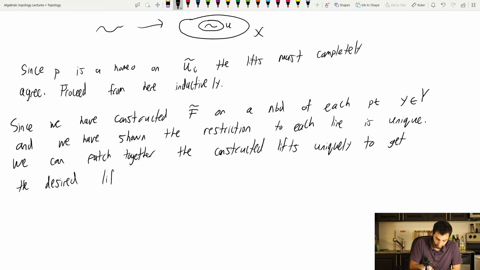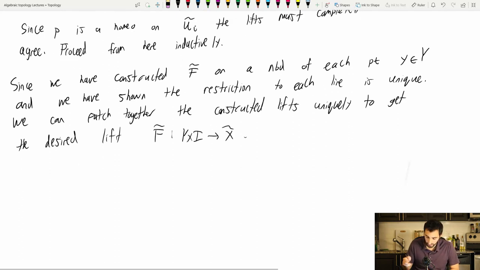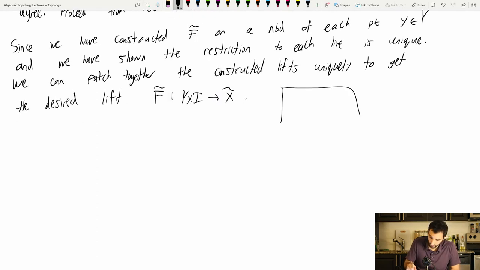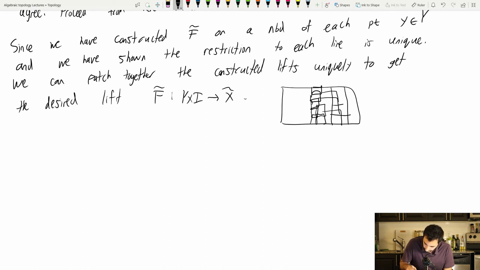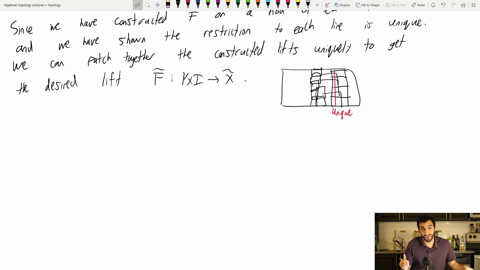I'm going to draw a picture of this in a second. F twiddle from Y cross I into X twiddle. Just a pictorial summary. So you give me a map of Y cross I into X, I tile it first like this. I showed you how to construct that lift. And then I do this for all of the points. Okay. Just make these a little bigger. And now you might ask, well, can I actually patch these together? And the answer is yes, because when I look at any line like this, there's only a unique way to lift it. And so they must have actually agreed. So that's the hard part of today's class.